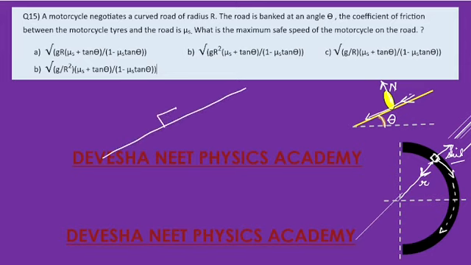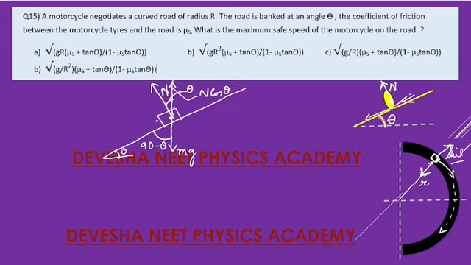If this is the body, then this is mg, the weight acting here. This is the normal reaction. This is 90 minus theta, this is theta. If you go like this, then this will be theta, so this will be N cos theta.